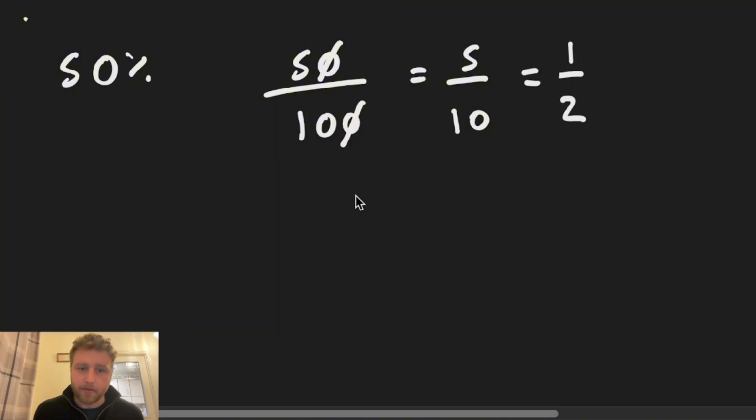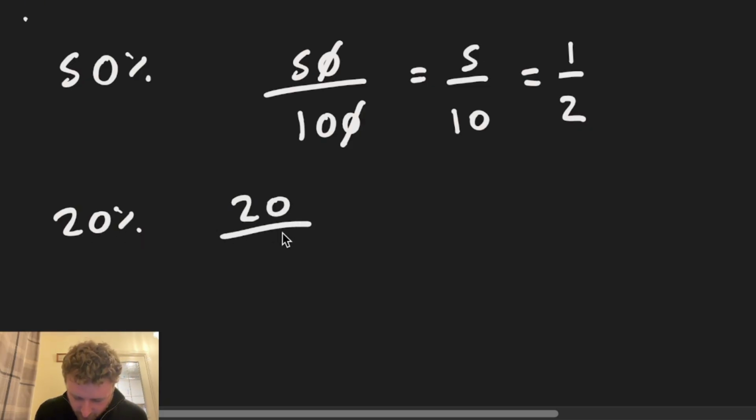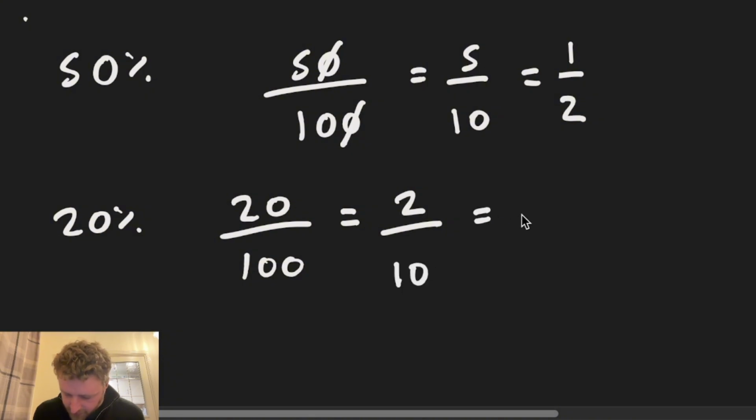Nice and easy. We can try it with a different one as well. Let's do 20%. So 20/100 is equal to 2 divided by 10, which is equal to, in this case, 0.2 or 1/5.